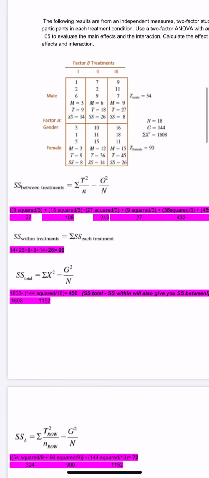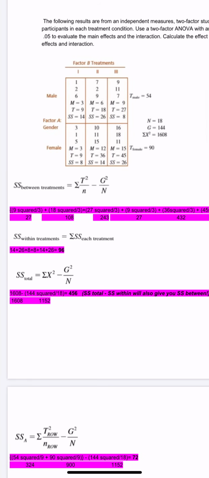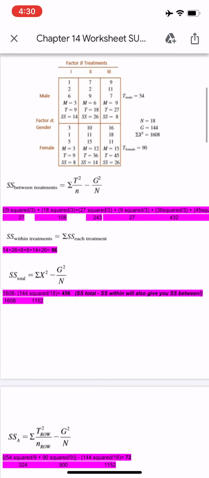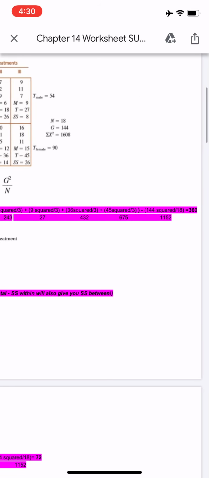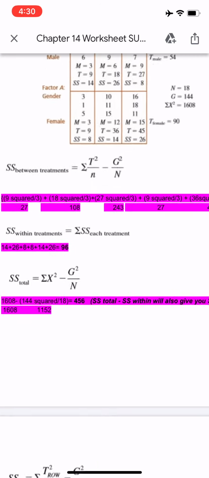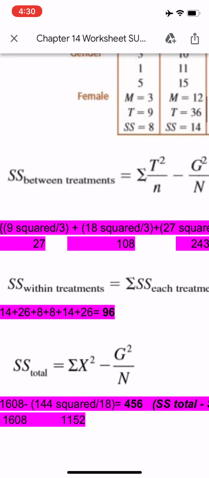And then you can check your work. 360 plus 96, which is between plus within. Remember, between treatments plus within treatments equals SS total. So that's 456. And also 456 minus 96 will give you 360, and 456 minus 360 will give you 96. So as long as you have the total and one of these two, you can compute the other based off what's left.